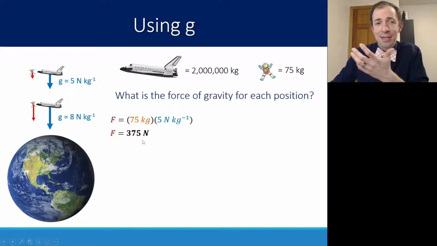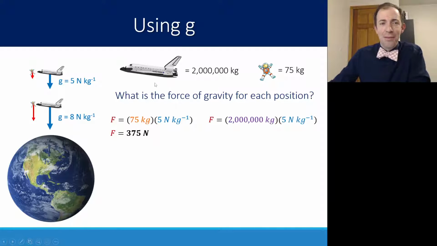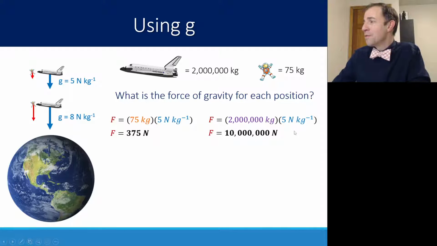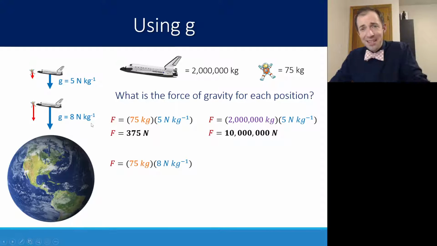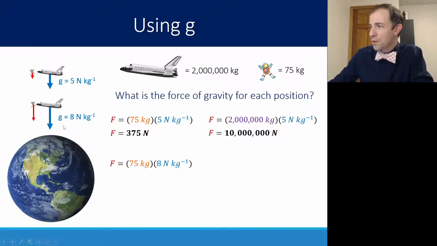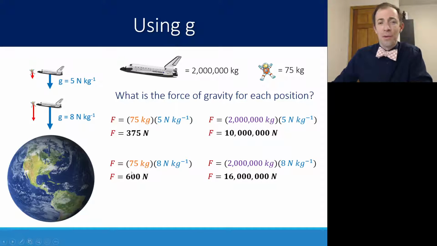So that turns into 375 newtons. I can do the same thing with the space shuttle, just plugging in its mass, and it will give me a force in newtons as well. Now, if I do the same thing at a slightly lower elevation, closer to the planet, we'll see that the force is larger for both the astronaut and the space shuttle.